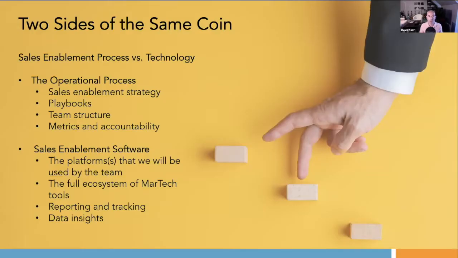But the first big thing to think about as you consider sales enablement is that it really has two sides of the coin. There is the operational process side of sales enablement, which is going to involve the strategy that you create, the playbooks that you create, how you build your team, how you structure them, what sort of resource you put in place to manage sales enablement, and then finally, how you're using all the metrics to track and hold accountability for that internal process in the company.